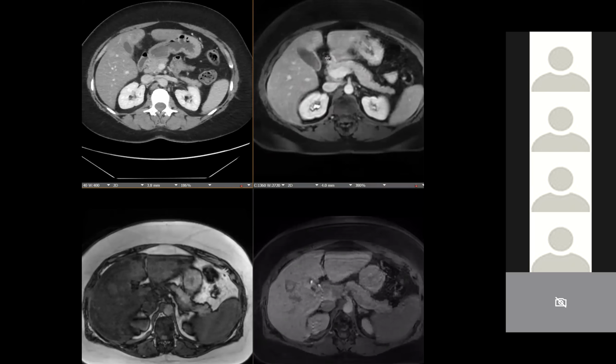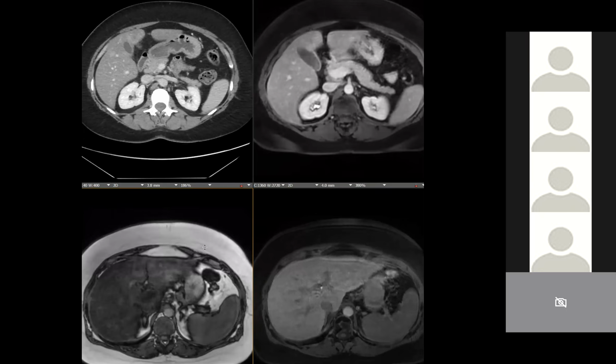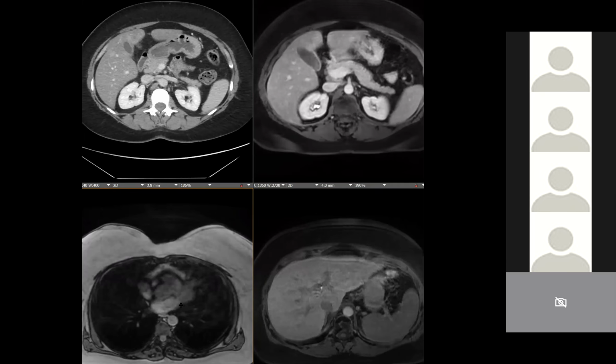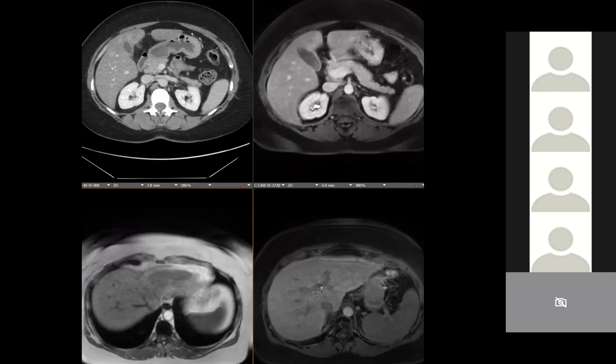This is the Eovist hepatobiliary phase. We have the in- and opposed-phase. Excuse me, this is the portal venous in- and opposed-phase, and then the Eovist hepatobiliary phase down in the right lower quadrant area. The patient has severe steatosis on the opposed-phase imaging. There's signal dropout.